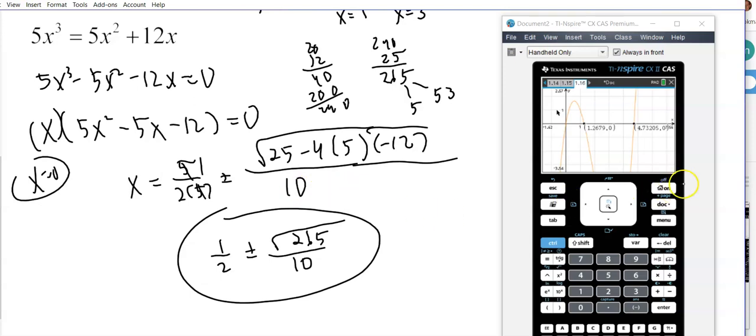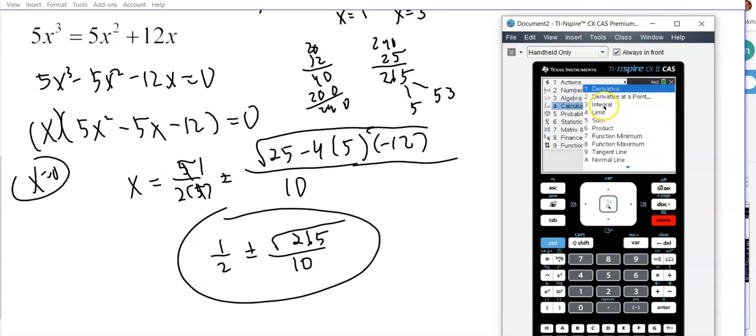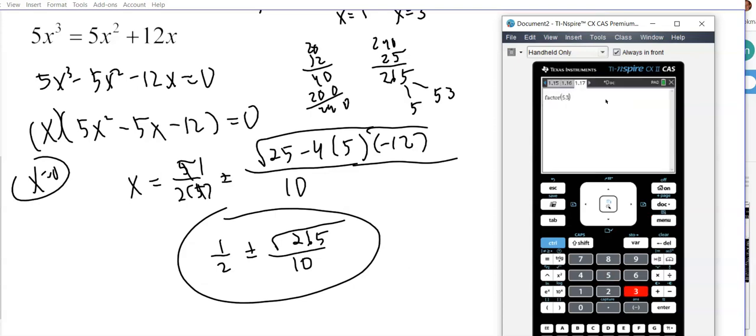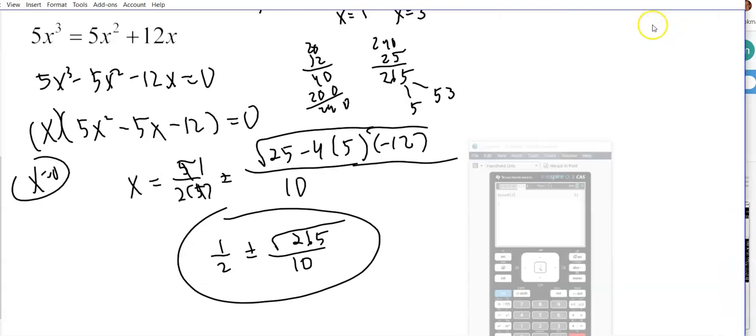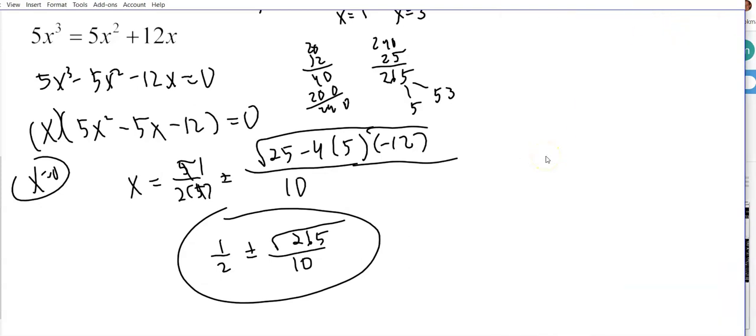There's a command in here. Let's try this to go home. Graph factor. Factor 53. No, it is prime, right? So that's your answer right there. So you have x equals 0 and these two answers. So using the quadratic formula to find some of those things. That's your lesson for today.